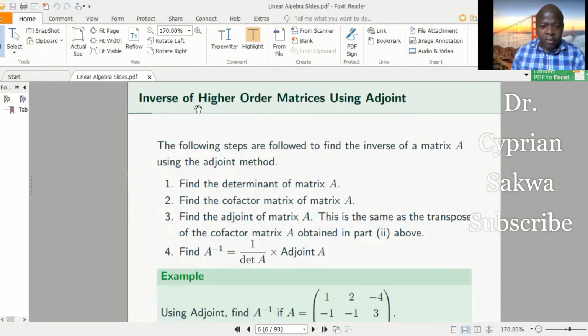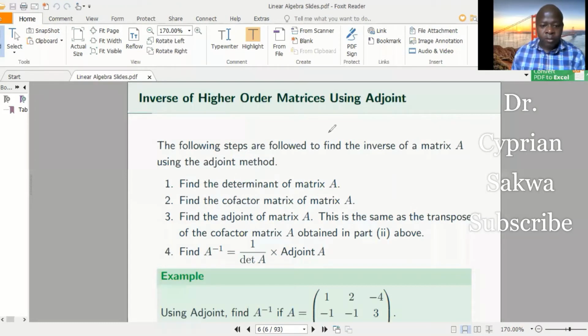So the first thing that we do to get the inverse of higher order matrices: supposing I'm given matrix A, the first thing I will do is to find the determinant of matrix A. And then I will proceed to find the cofactor matrix of matrix A, and then find the adjoint of matrix A. So for higher order matrices, the adjoint of a matrix would be the transpose of the cofactor matrix that we obtained in part 2 here.